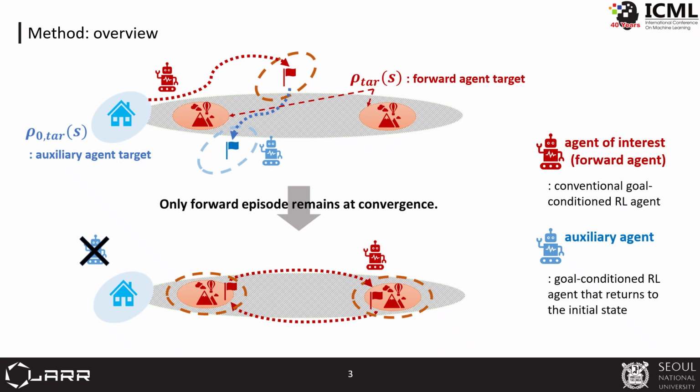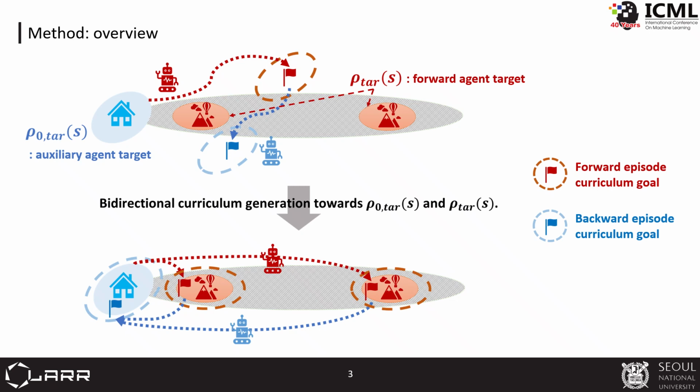When the agent of interest is fully capable, forward episodes are rolled out consecutively without the auxiliary agent intervening for better sample efficiency. The proposed bidirectional goal curriculum is based on optimal transport and is generated autonomously without prior data. It provides additional guidance to the agents by simultaneously generating appropriate goals that converge towards the respective target goals for the forward and backward episodes, ρ_target and ρ_0_target.